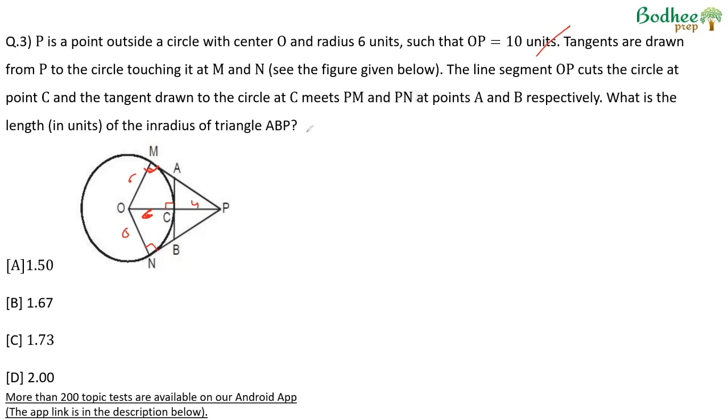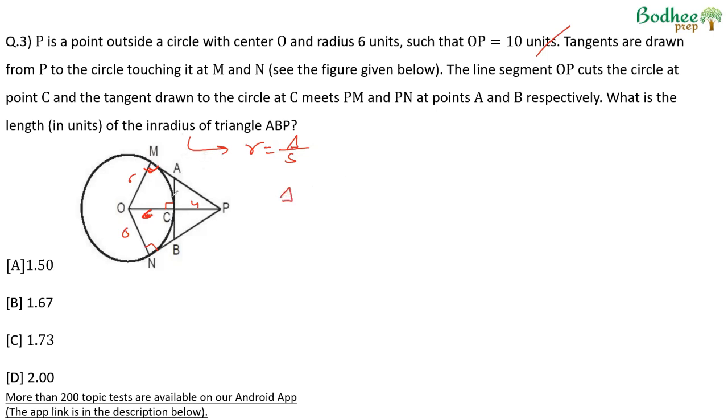This tangent meets PM and PN at A and B respectively. What is the length of the inradius of the triangle ABP? The inradius of a triangle, the radius of the incircle, is simply area upon semi-perimeter. So we have to find the area of ABP and the semi-perimeter.